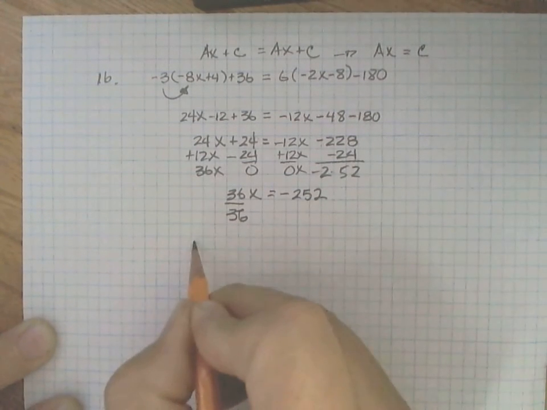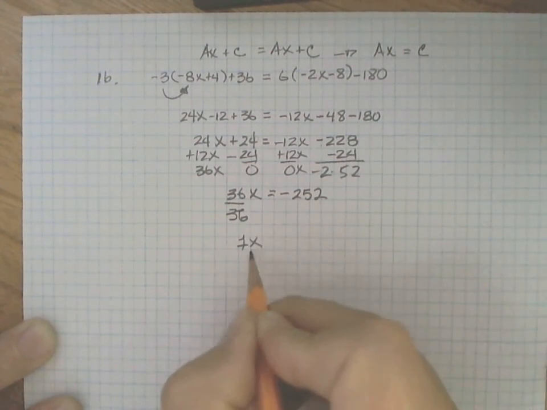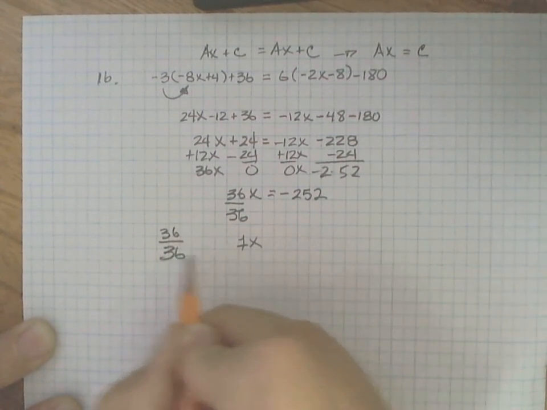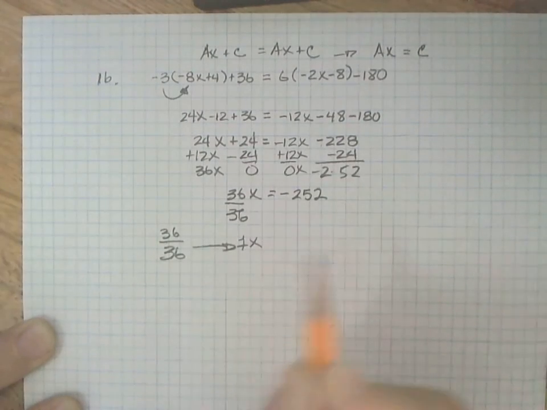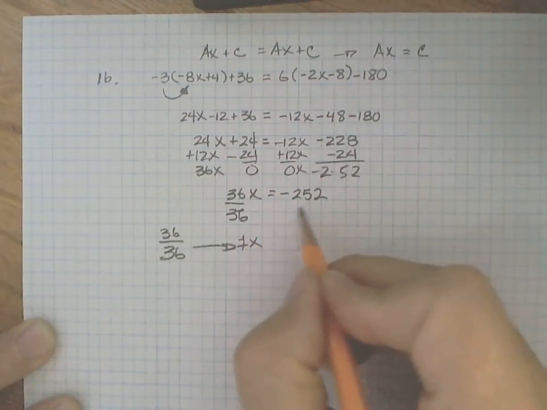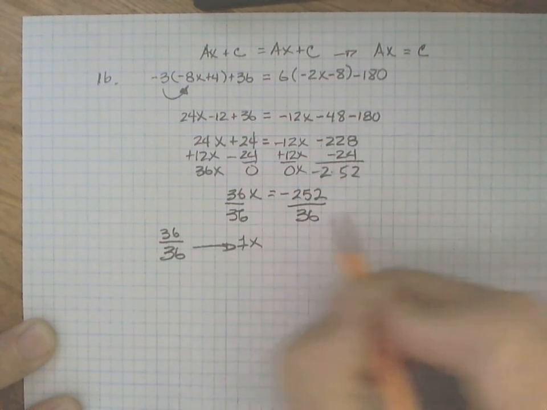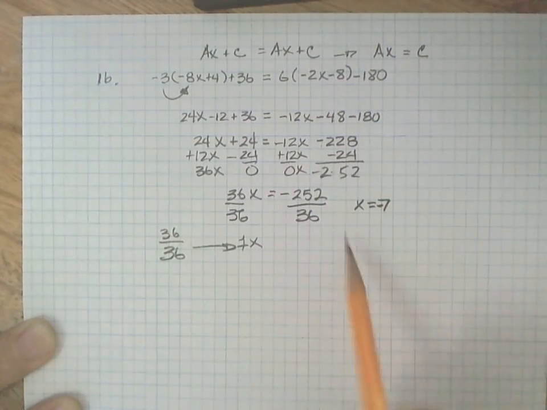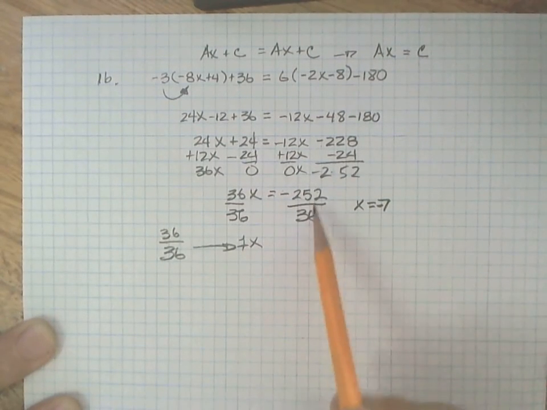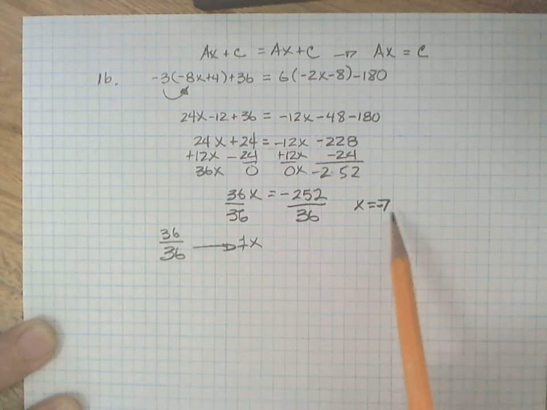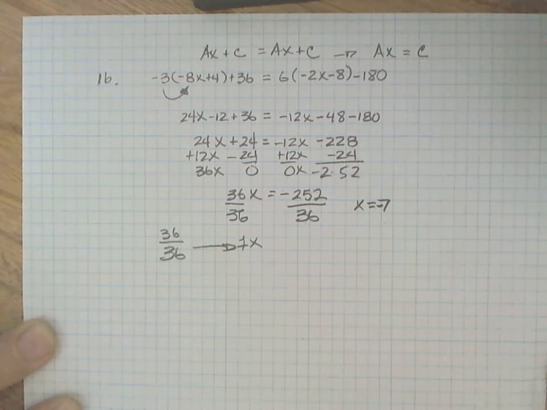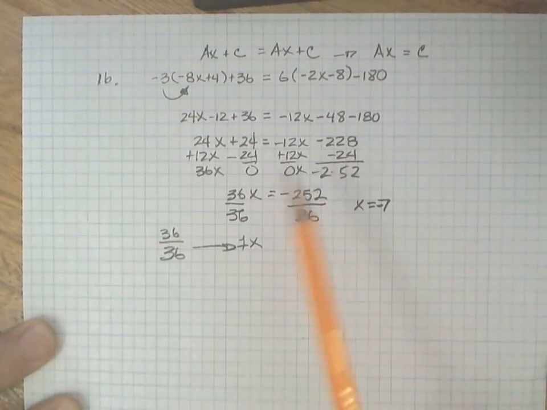Now the idea here is I only want to have 1x. Well, how do I turn that 36 to a 1? We know that anything divided by itself is 1. So I get 1x. So 36 divided by 36. I do the same thing to the other side, and I get x equals -7. Because this top one's negative. When I multiply or divide things with different signs, they're always negative. 7 times 36 will give me that 252.